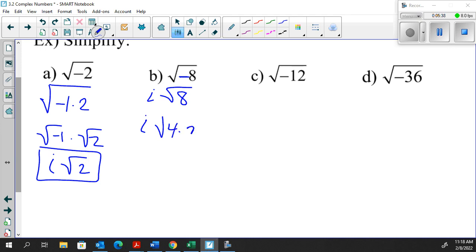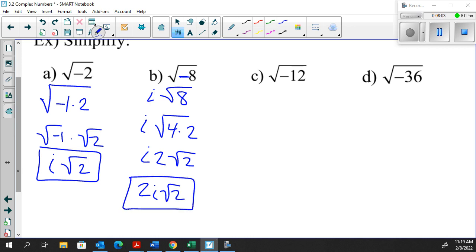What's the square root of 4? 2. So here's what you might see: i, 2, root 2. But this looks kind of weird. Pretend that i is a variable. Write it as if it's a variable. You wouldn't write x2, right? You would say 2x. So we're going to do that here. We want to write it as 2i root 2. Let's make a little bit of sense. Pretty radical.